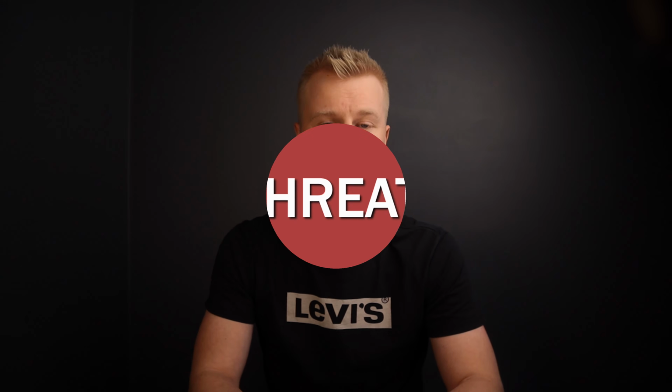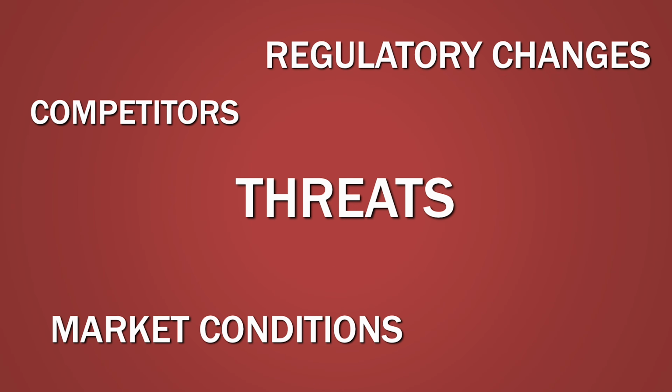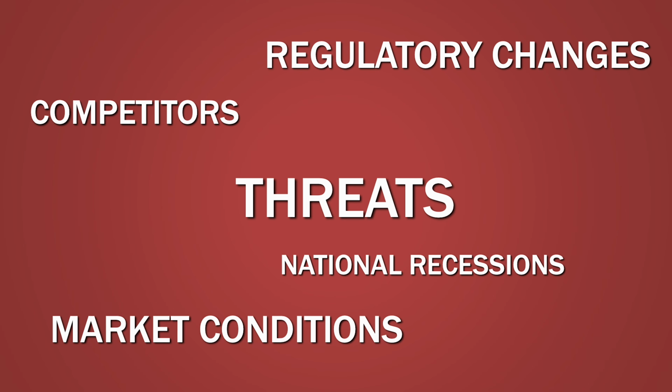Now, a threat is an external factor which could harm the business. Threats could come from competitors, changing market conditions, regulatory changes, national recessions, or changing technologies. So we can clearly see that the difference is whether the issue comes from an internal perspective, i.e. a weakness, or an external influence, i.e. a threat.